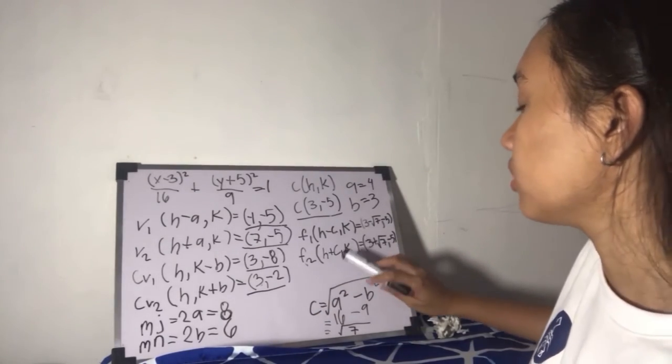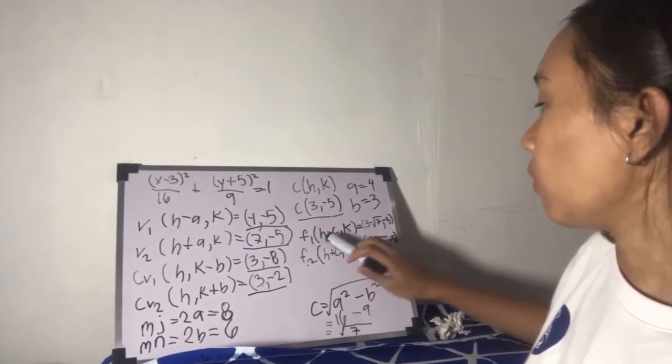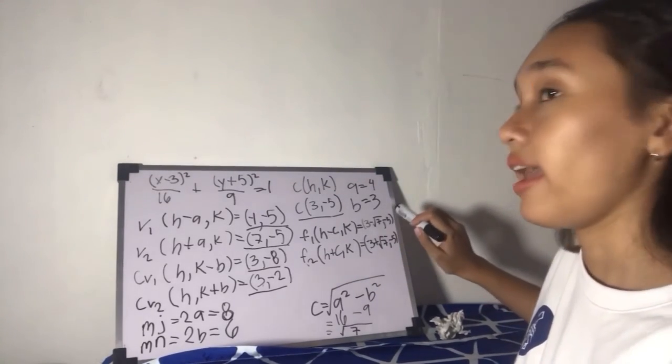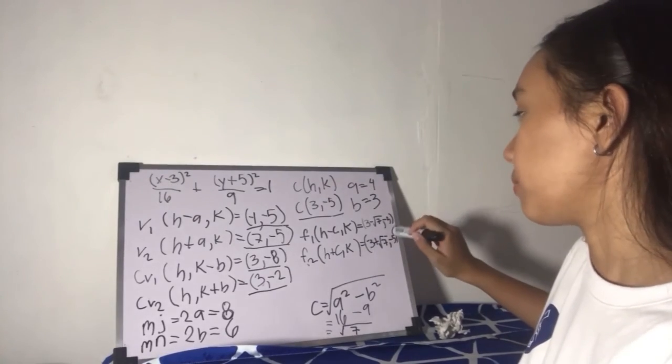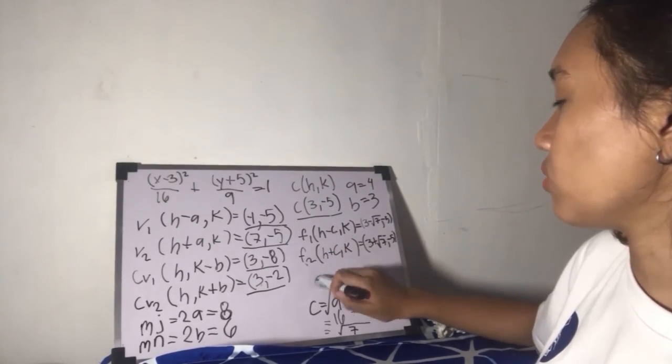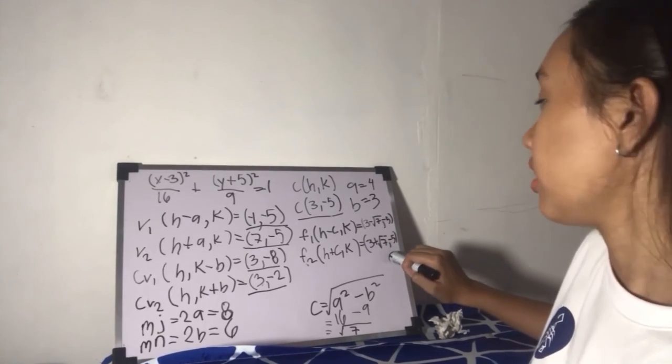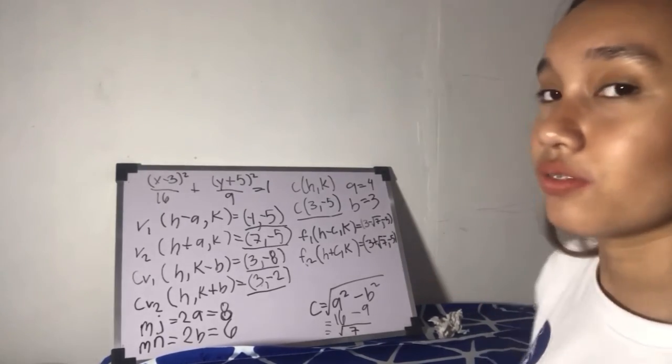And focus 1 is 3 minus square root of 7 comma negative 5. And then the second focus is 3 plus square root of 7 comma negative 5.